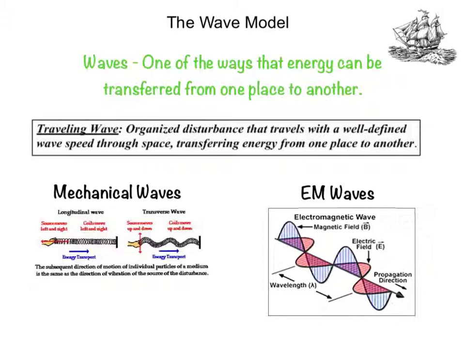Electromagnetic waves, on the other hand, do not require any kind of medium. They are instead an oscillating electric and magnetic field. Essentially, because of electromagnetic induction, an electric field sets up a magnetic field, which sets up an electric field, and they oscillate back and forth and keep each other going. We're going to focus first in the first few lessons on mechanical waves, and we'll get into electromagnetic waves later on.